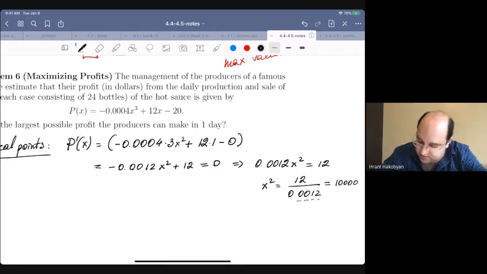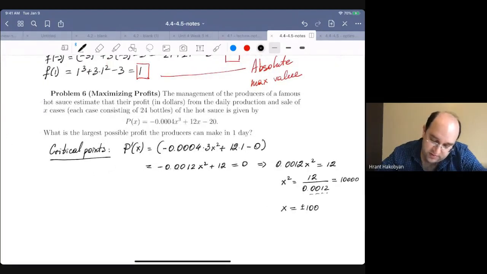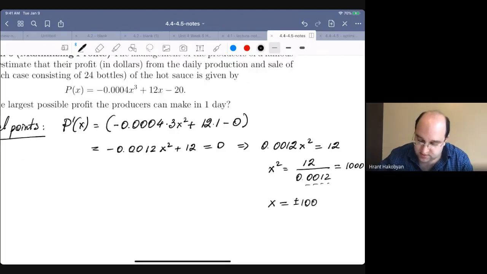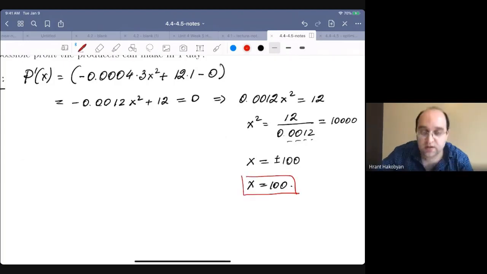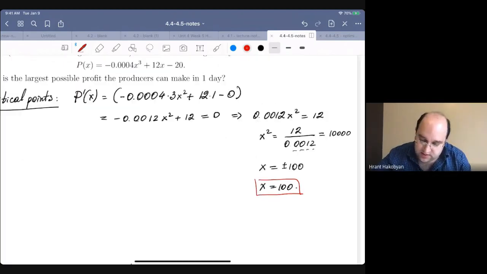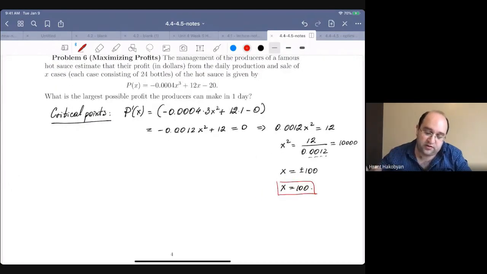So that means x is equal to plus or minus 100, right? 100 squared is 10,000. Of course, x is the number of cases you sell, so it has to be positive. It doesn't make sense for negative, so I have to choose x equals 100. So that's my x, that's the critical point. There is just one in the interval I'm interested in.